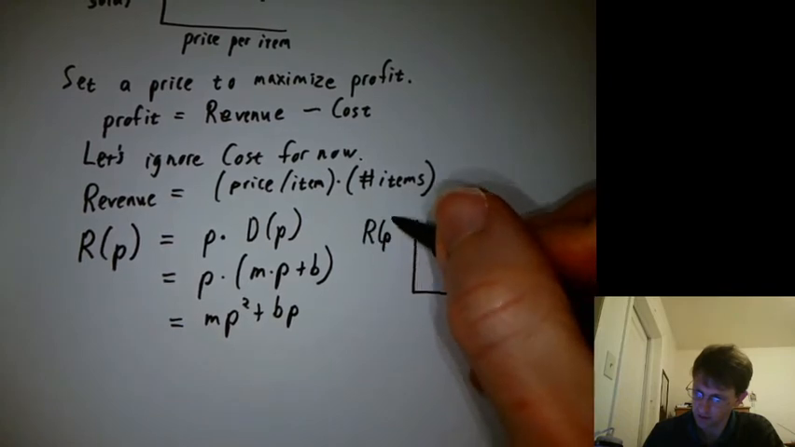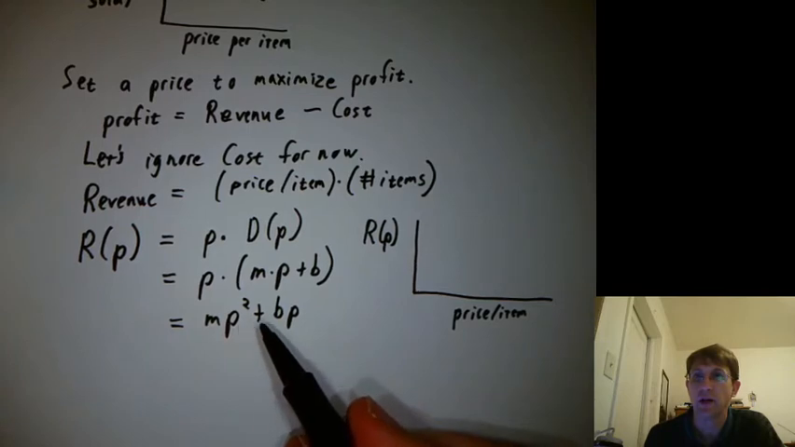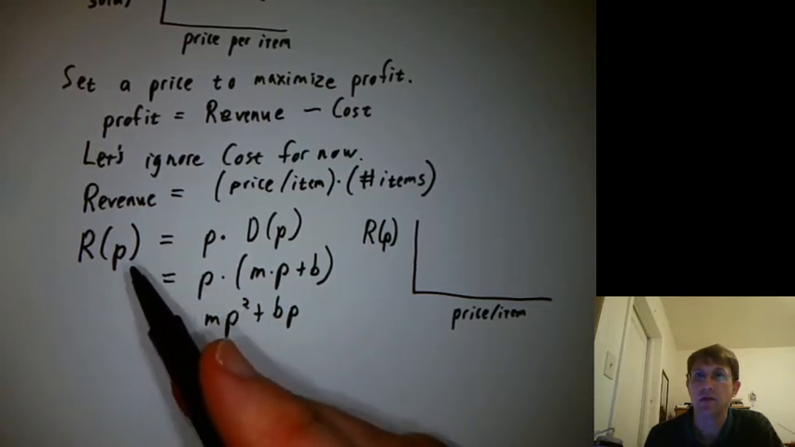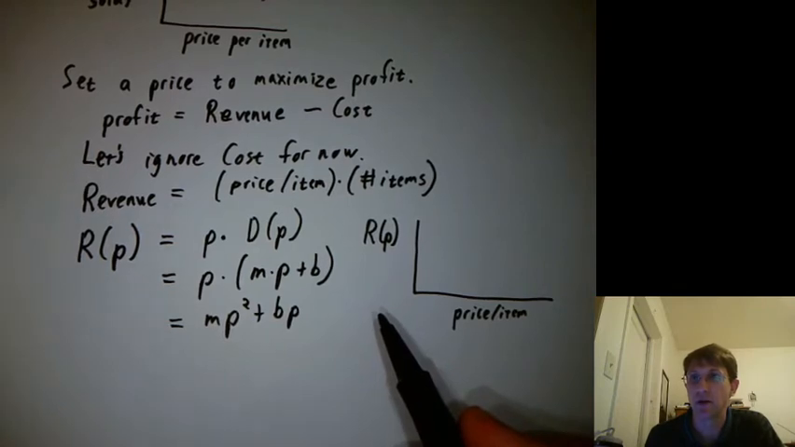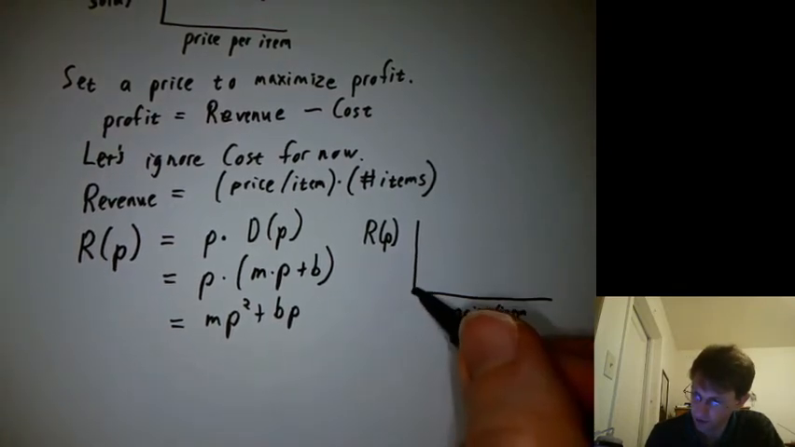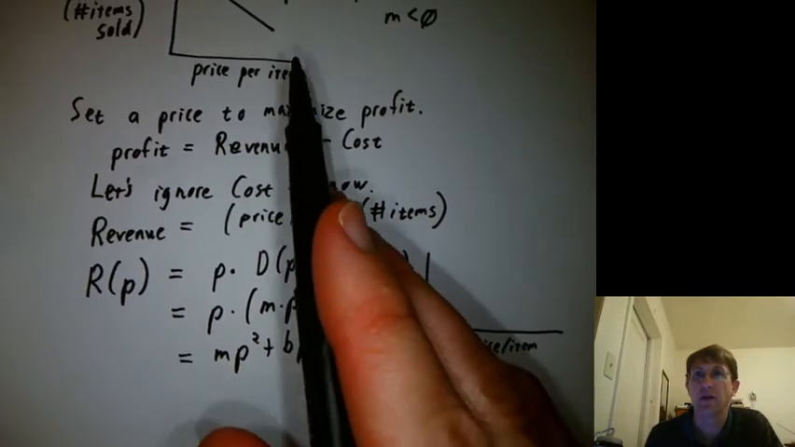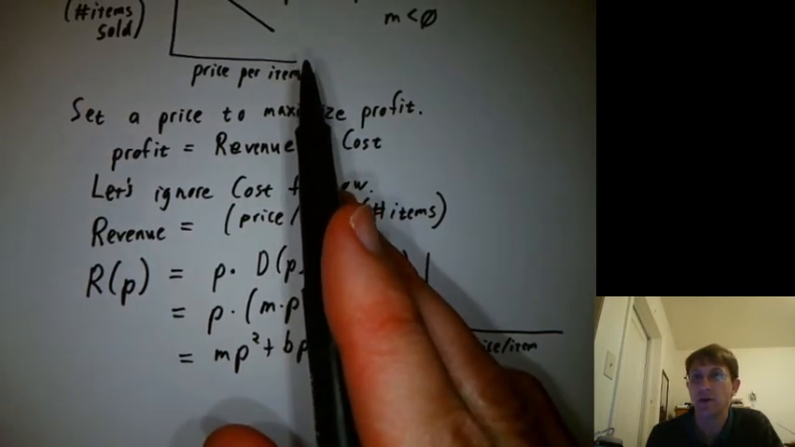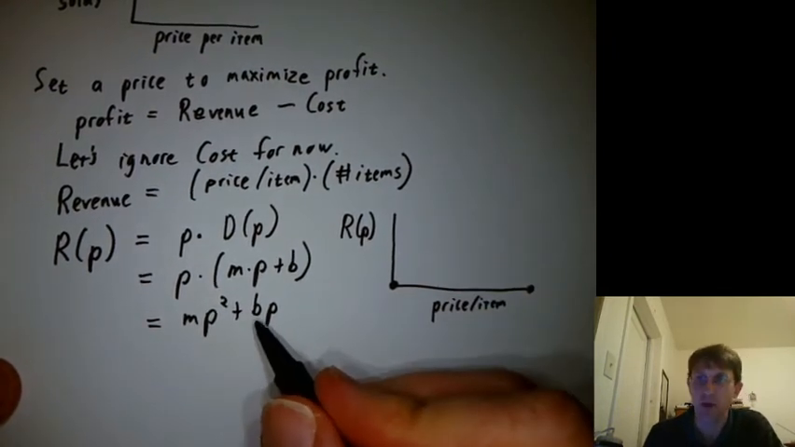Well, it's got a squared term, so it's a parabola. And if P equals 0, then I get 0 here. I'd have great demand, but I would make 0 money on each item. So it would touch here. If I set the price really high, we said I would sell 0 items, so I would make 0 total dollars. And we said this is a parabola.